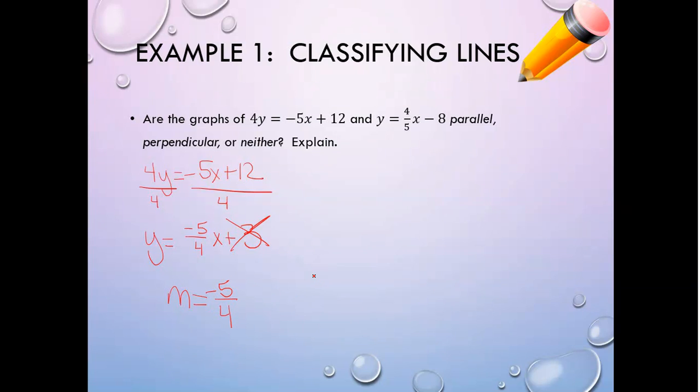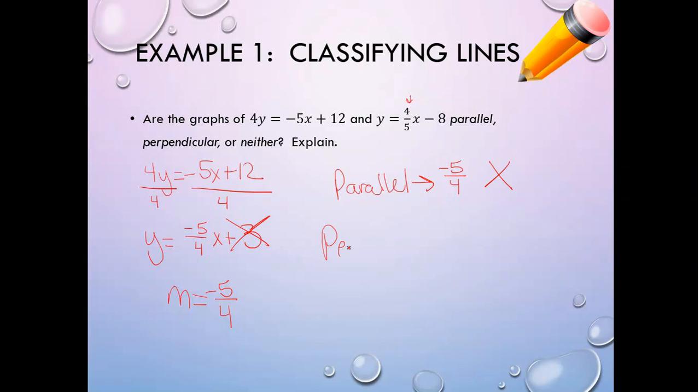So if my other line is parallel to it, I would need to have a line that has a -5/4 also for my slope. That doesn't look like it's the case. It's 4/5. So I know it's not parallel.